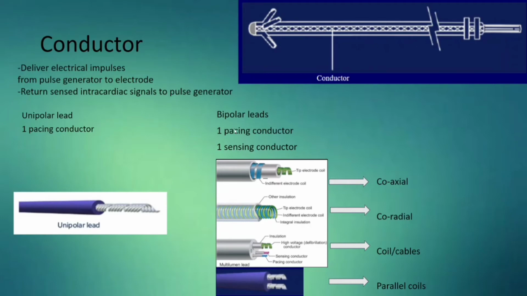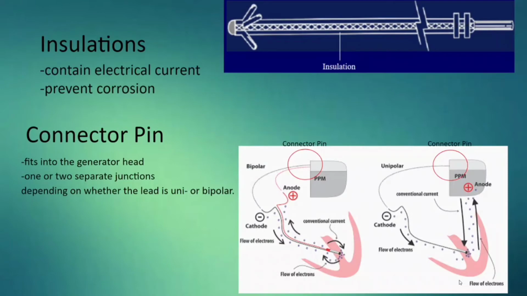And there are two types of leads. One of them has one pacing conductor, and we call it a unipolar lead. The other one has one pacing conductor and one sensing conductor, and we call it a bipolar lead. And there are different forms like coaxial, coradial, coil cables, and parallel coils. The other one is insulation, which contains electrical current and prevents corrosion. The other one is the connector pin, which fits into the generator head, with one or two separate junctions depending on whether the lead is unipolar or bipolar.